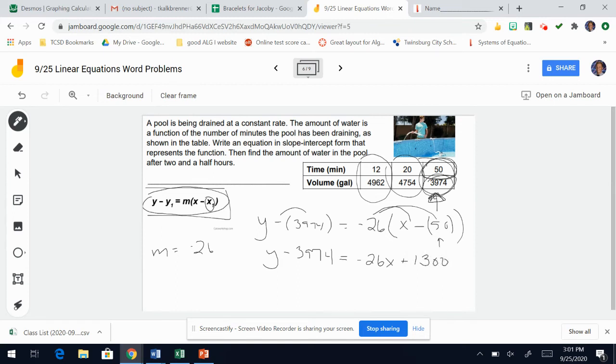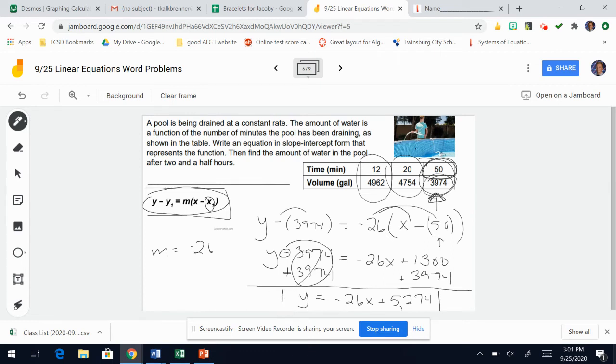Now we're going to solve for y to put it in slope-intercept form because that's the whole purpose of this equation. So we're going to combine like terms over here to get our magical words, y equals. We're subtracting here, so we're going to add to get it away, to move it to the right. And we are going to get y equals negative 26x plus 5,274. So now that's my equation.